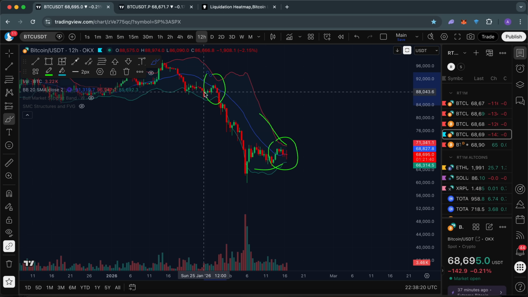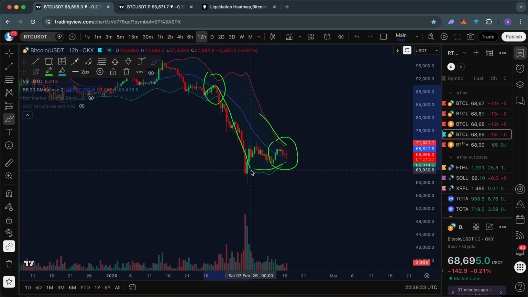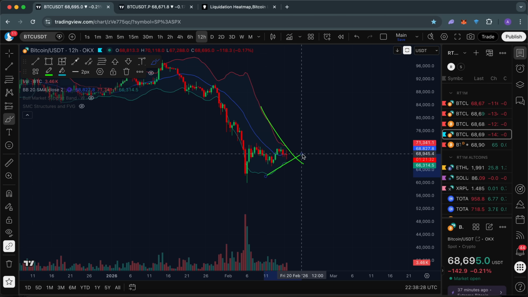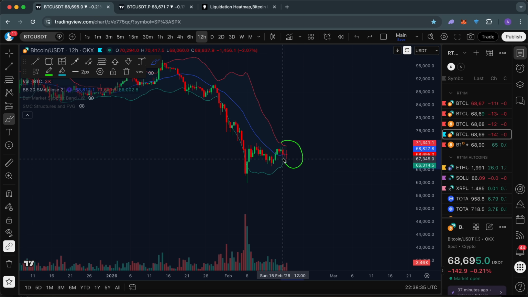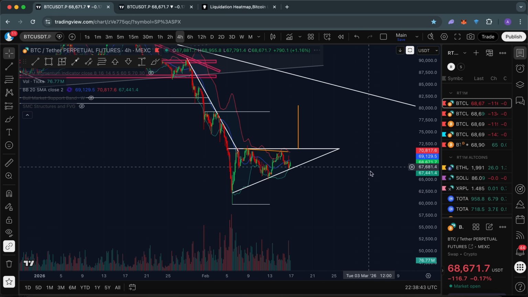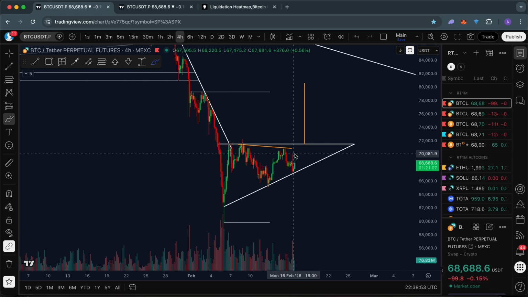And the last time this happened, we got a massive move in the Bitcoin price, massive volatility here. So now that we are seeing yet another squeeze, it means that it is almost time for the next big move for Bitcoin to come. And in terms of the direction that we should be expecting, I think the easiest way to tell is just keeping an eye on this ascending triangle pattern on the 4 hour time frame.